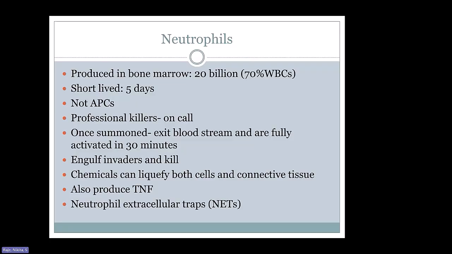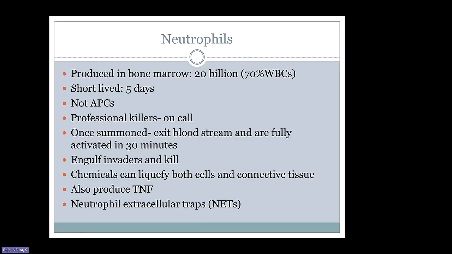All right, moving on to neutrophils. Neutrophils are produced in the bone marrow, about 20 billion, 70% of the white cells. They're short-lived, about 5 days. They are phagocytes like macrophages, but unlike macrophages, they are not antigen-presenting cells. They are professional killers. They are on call 24/7. They are in the circulation, and once they are called upon, they'll exit the blood circulation, and within 30 minutes, they are fully activated. They go to the site of infection, engulf invaders, and kill.